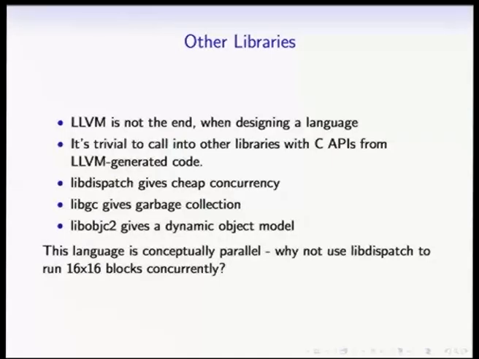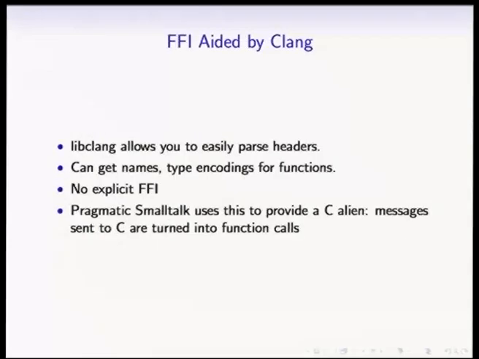If you're writing your own compiler, LLVM does the compiler bit, but some of the runtime stuff maybe you can reuse from other projects. Libdispatch gives you cheap concurrency. The Boehm garbage collector isn't the best in the world, but it is off the shelf and easy to reuse. The GNUstep Objective-C runtime gives you a nice dynamic object model that's really easy to work with.